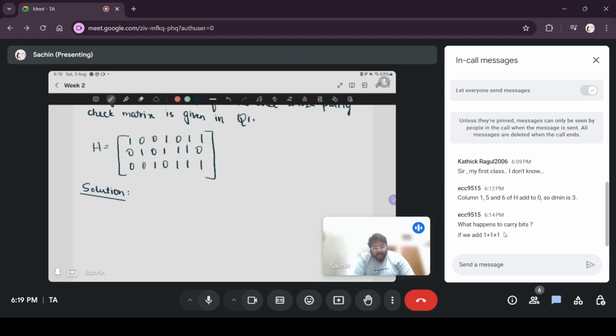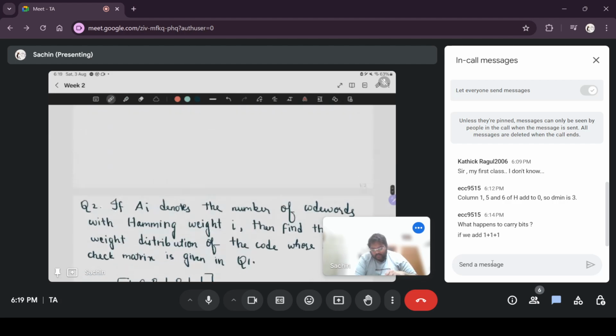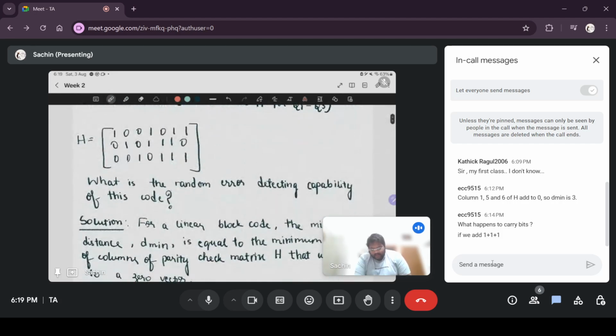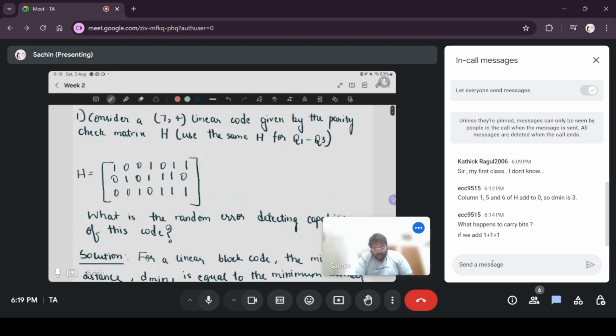What happens to carry bits if we add 1 plus 1 plus 1? Nothing. Here we are not trying to. What we are trying to find is different, right? We just want to know how many columns we have to add to get a zero column. So the carry doesn't matter for us.